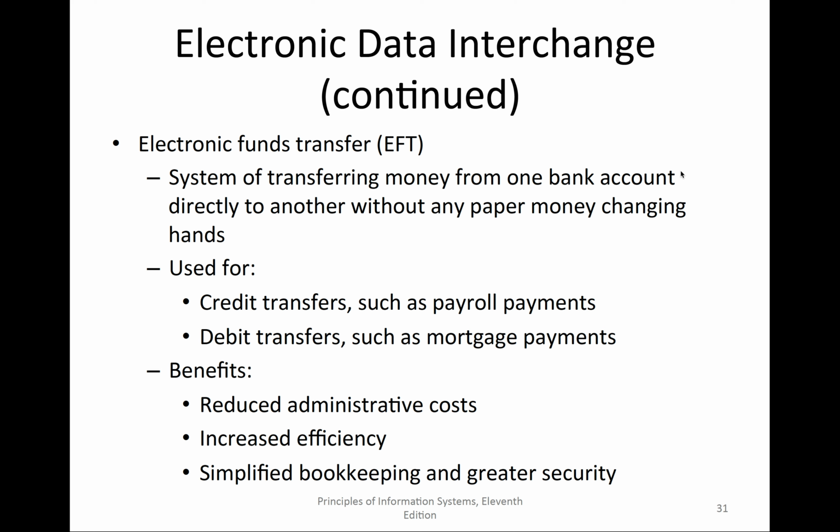Electronic funds transfer is used for credit transfers such as payroll payments, and debit transfers such as mortgage payments. Benefits: it reduces administrative costs, increases efficiency, simplifies bookkeeping, and provides greater security.